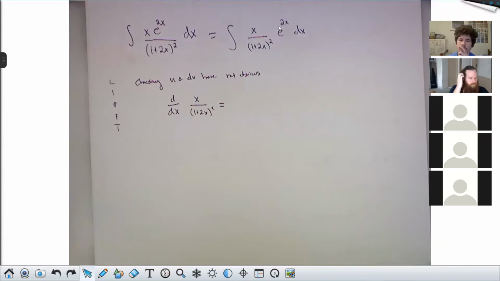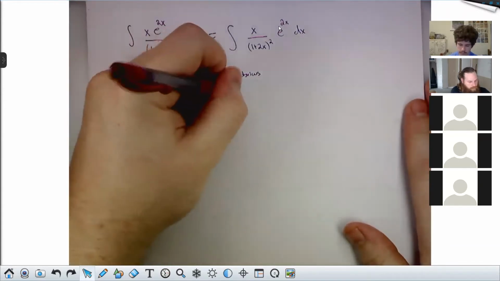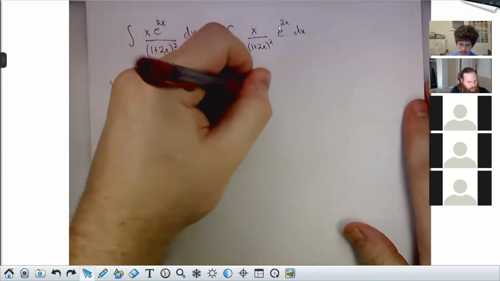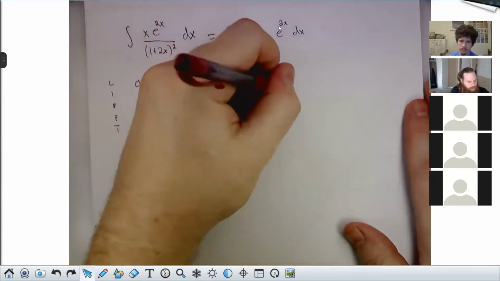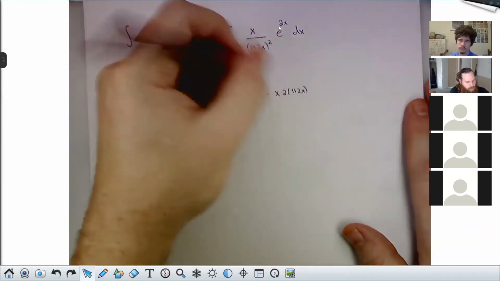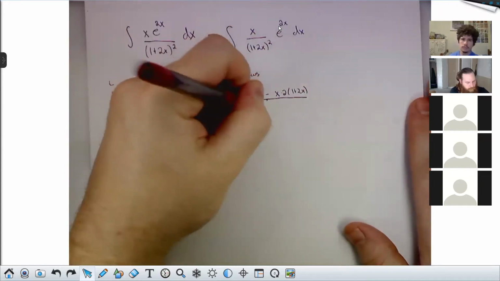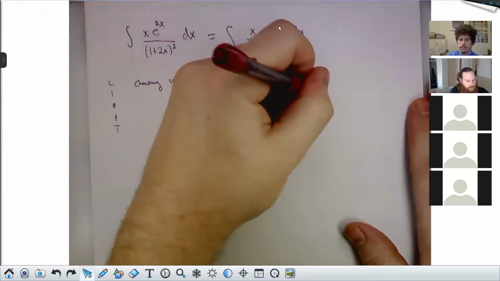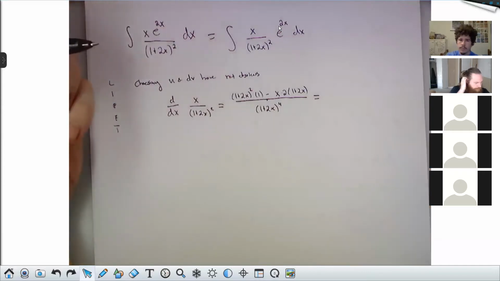The forward derivative here, we can calculate using the quotient rule. That's low d high, so that's 1 plus 2x quantity squared times 1 minus high d low, that's x times the derivative of the bottom here, which is 2 times 1 plus 2x, all over the bottom squared. And this isn't looking especially nice, but you never know. Let's distribute things and see how it works out.